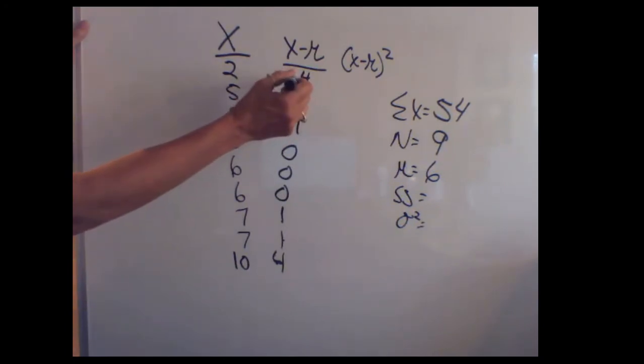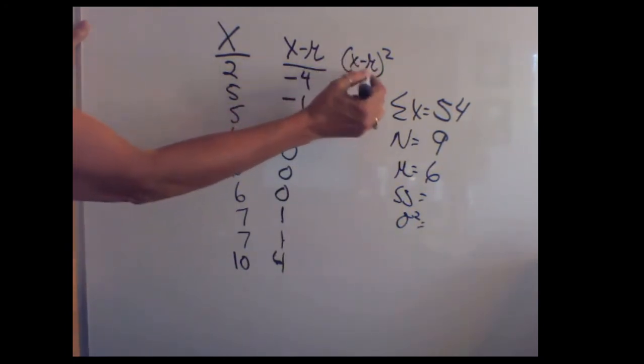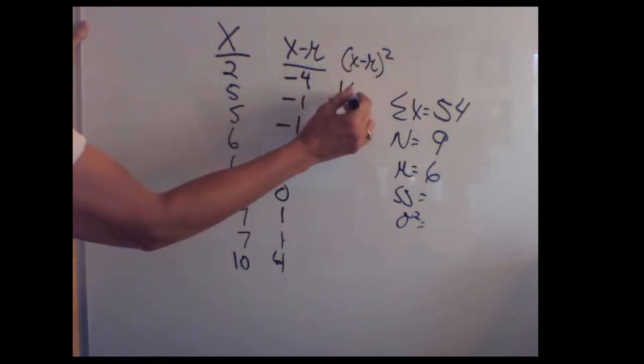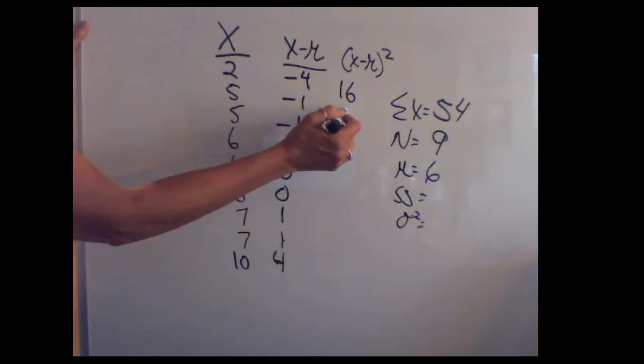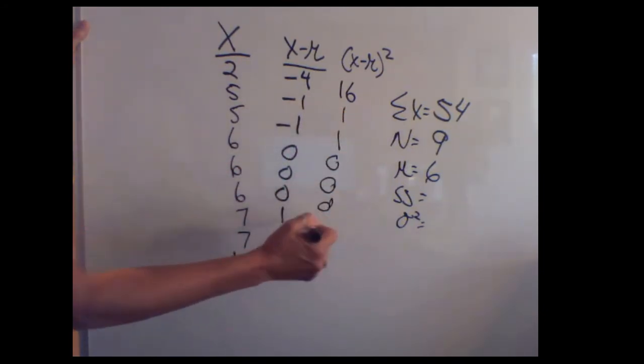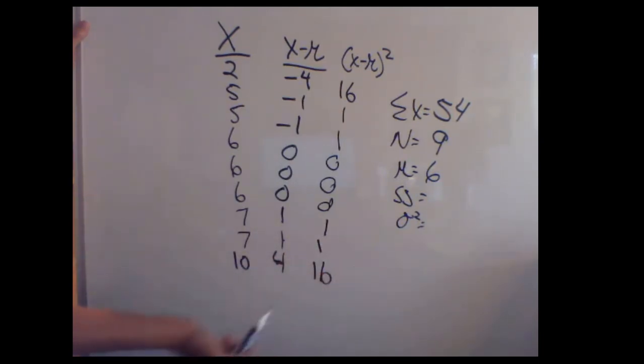So here we go. Now the next step is to take the score minus the mean, the deviation score, and square it. So negative 4 times negative 4 is 16. And 1, and 1, and 0, 0, 0. 1 times 1 is 1, 1 times 1 is 1, and then 4 times 4 is 16.